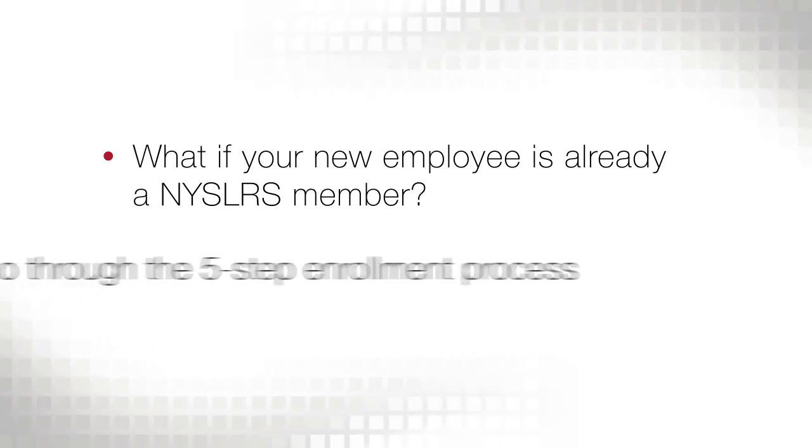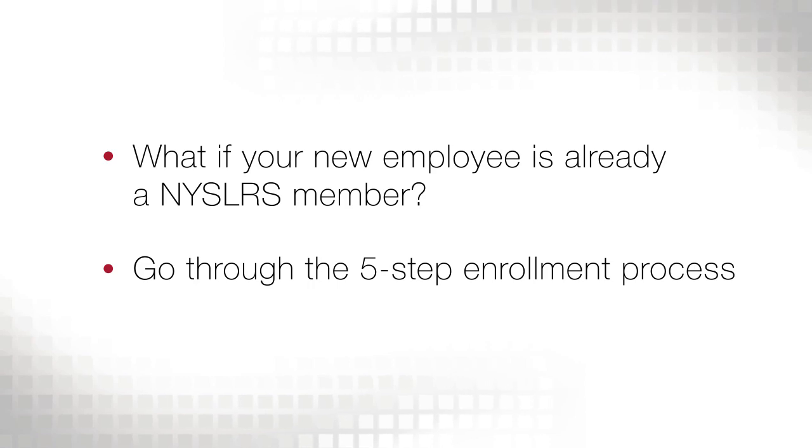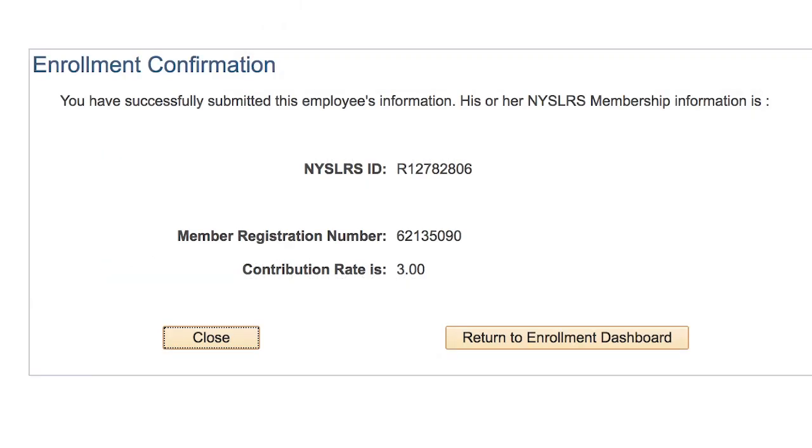During the enrollment process, you may discover that your new employee is already a retirement system member. You should still complete the 5-step enrollment process for this member. You'll receive that employee's NYSLRS ID, registration number, and contribution rate for future reporting.